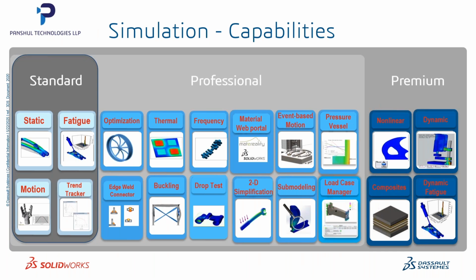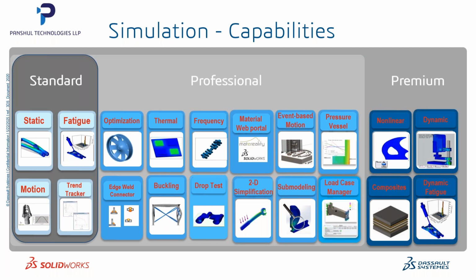We have three portfolios, three flavors: Standard, Professional, and Premium. As you might be able to see on the screen, inside the Standard we can do static. Static means body at rest and the force is constantly applied. Fatigue analysis, motion analysis, and Trend Tracker. With Trend Tracker, you will be able to move between multiple iterations seamlessly.